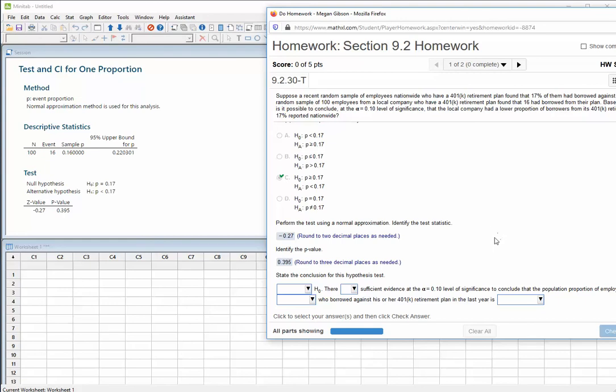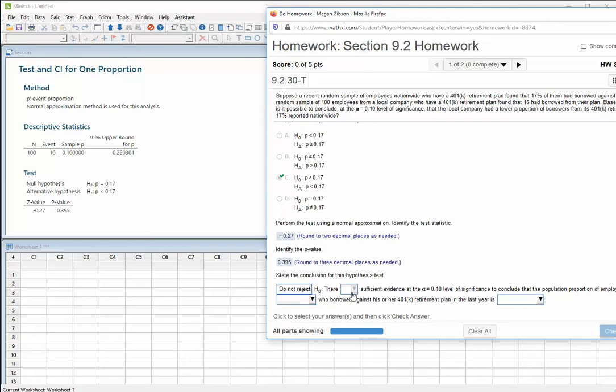Now I'm going to make my conclusion. So this p-value is not less than alpha. It is greater than alpha because 0.395 is greater than 0.1. So this means that I cannot reject the null hypothesis.